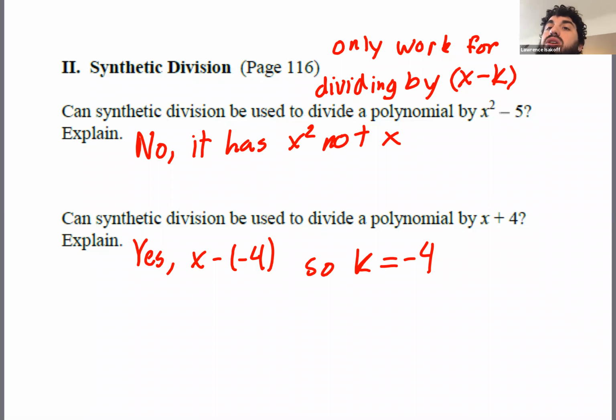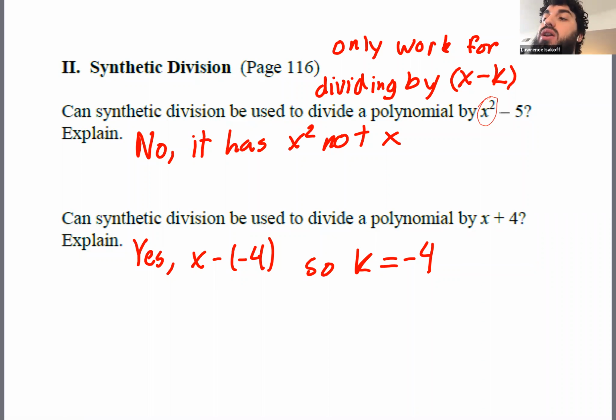Okay, so synthetic division. This only works when you're dividing by x minus k. So for this first one here, this has an x squared, we see right here. So it's x squared minus 5. We cannot use synthetic division for that, because it has that x squared. We would have to use long division.